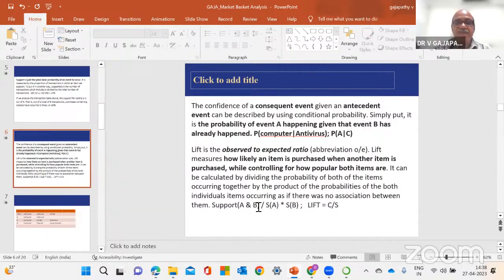That is what I'm telling. Support A and B: see, what is the association between A and B? Then support A means how many customers are buying the computer, times how many customers are buying the antivirus.